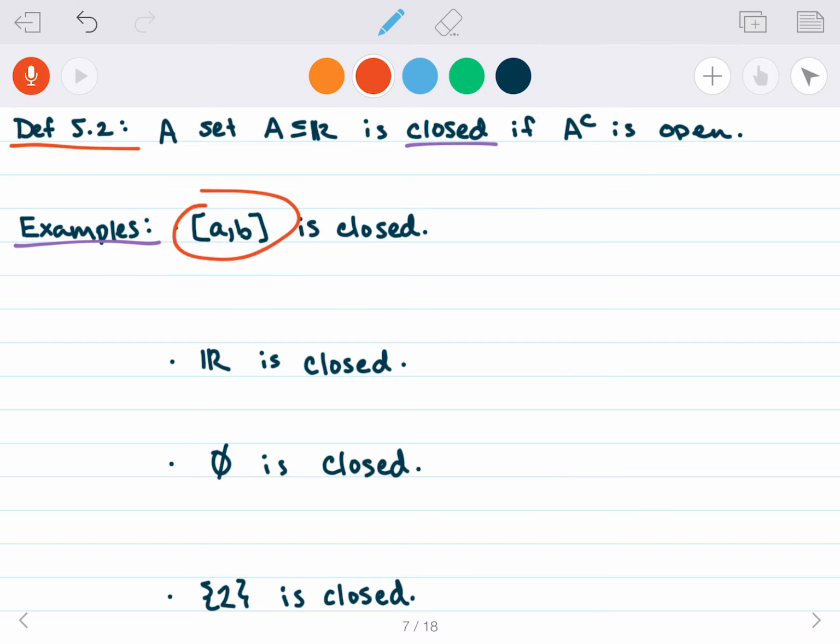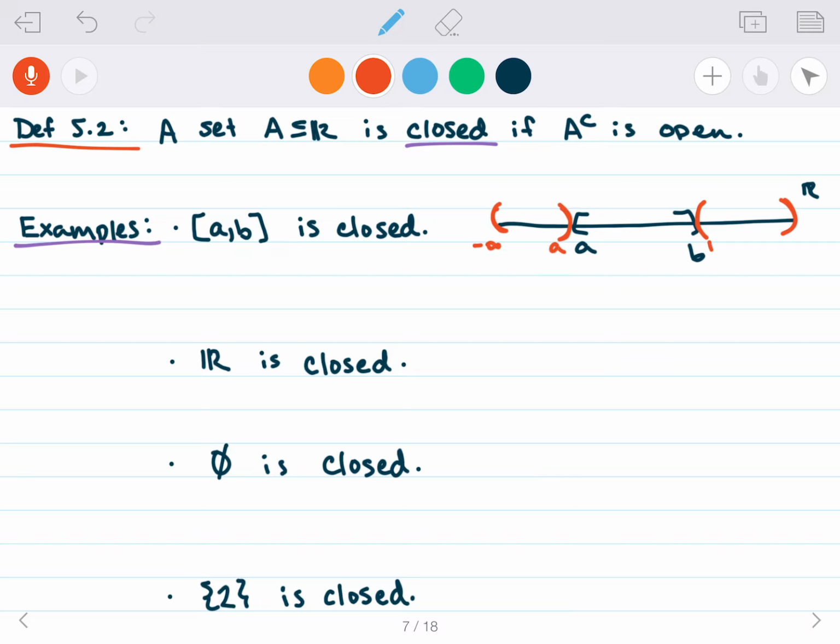As I mentioned before, any closed interval from A to B, where A and B are real numbers, is indeed closed. Because if we look at the complement in the reals, here's A, B, and if I look at everything outside of this interval, I'm looking at all of this and all of this, and the union is open, right? So this is going to be negative infinity to A, and then from B to infinity. And I'll write this off to the side here.